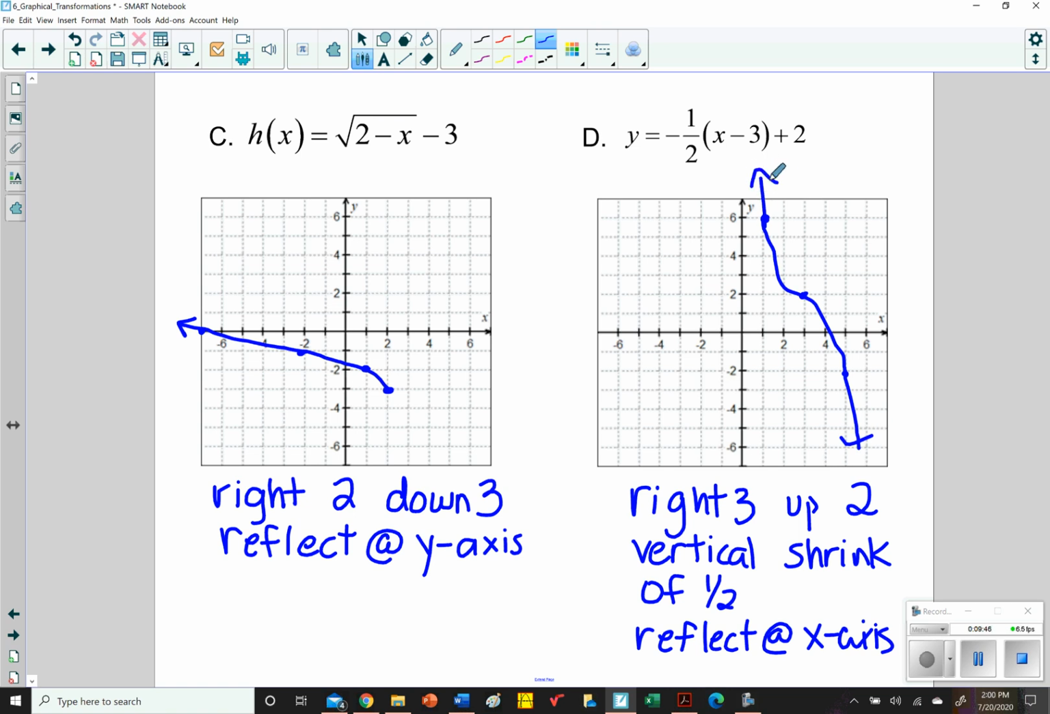Whoop, I missed the cube on my equation. Give me a second to fix that because I believe it's cubed on your paper. There we go. So you had a cube right there.